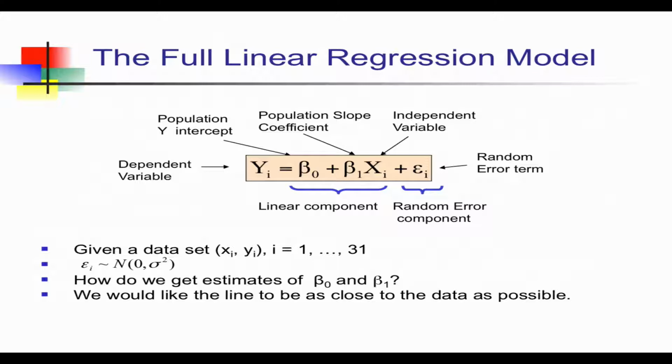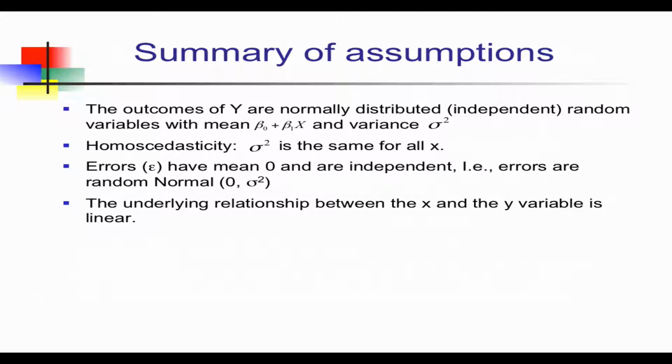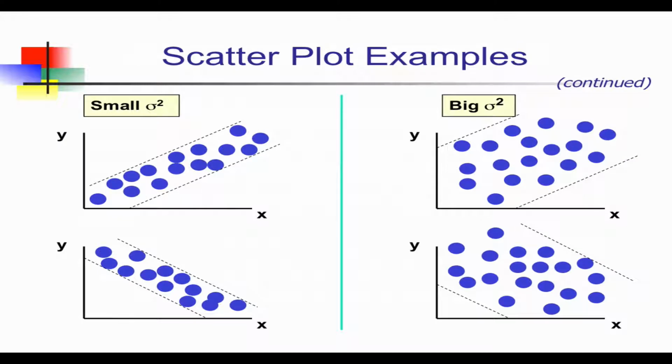Typically we assume that epsilon i follows a normal distribution with mean 0 and variance sigma squared. That means the distribution of y is also normal. The expectation of y is beta 0 plus beta 1 times x, and the variance of y is also sigma squared. So this is the key of linear regression. And then we introduced the 4 assumptions of linear regression, which we will revisit today.